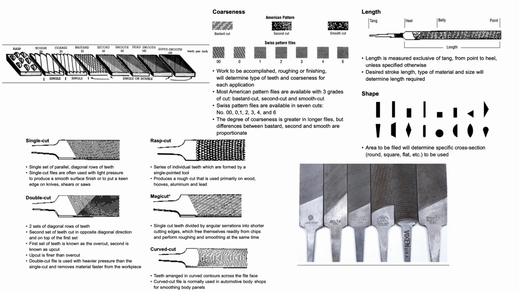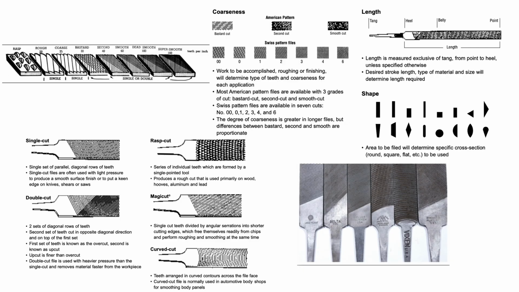Now this slide speaks for itself. You have different grades, which I have divided for your understanding. The real file images are on the bottom right. On the left side you see the different names with the different sections of cut: what is rasp, what is single, what is double, and what is curved cut. Also on the top left you can see the differentiated images, and in the top center and top right you can see the coarseness, the length and the shapes defined in various ways.